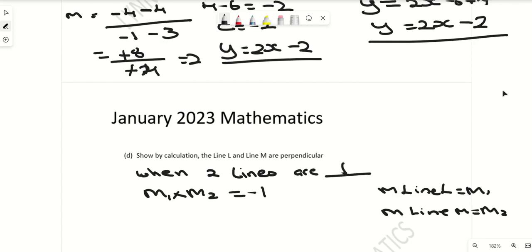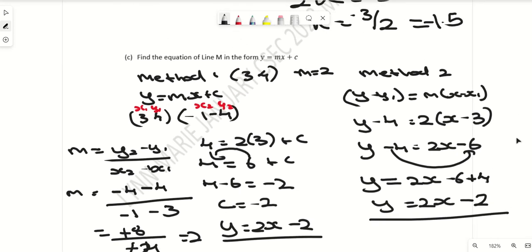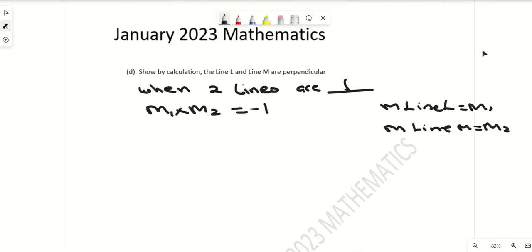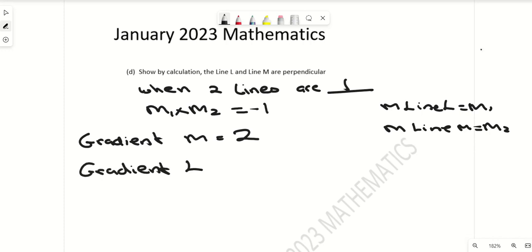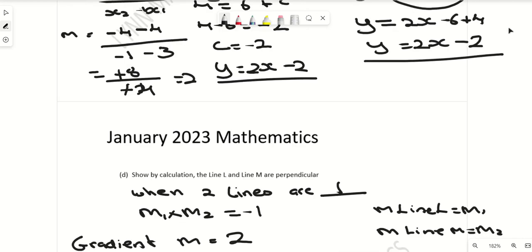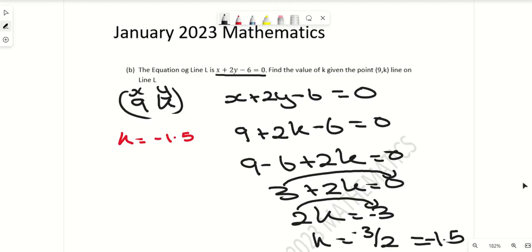We already, from above, know that the gradient of M, for line M, was 2. So let us write this down. So your gradient for M is equal to 2. Alright, now we have to find the gradient for L. Now your gradient for L, right, we're going back up to the graph.